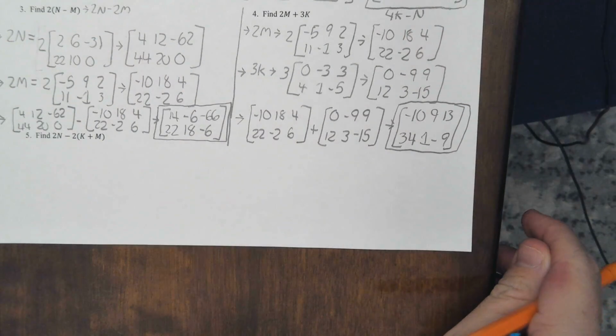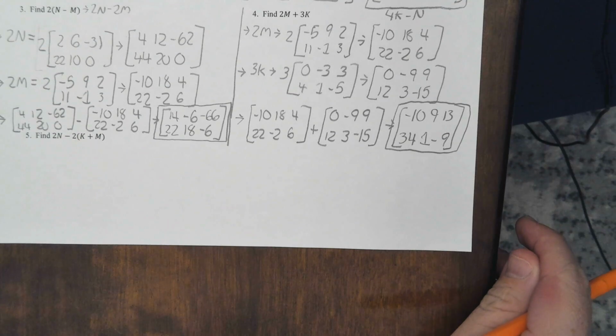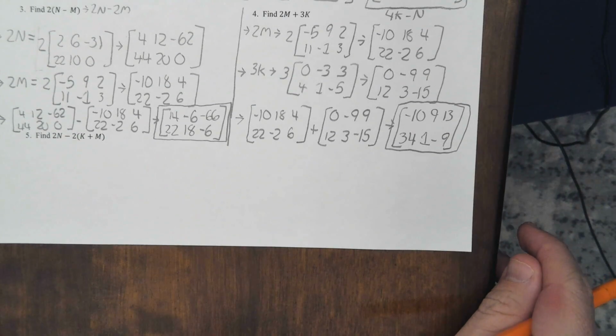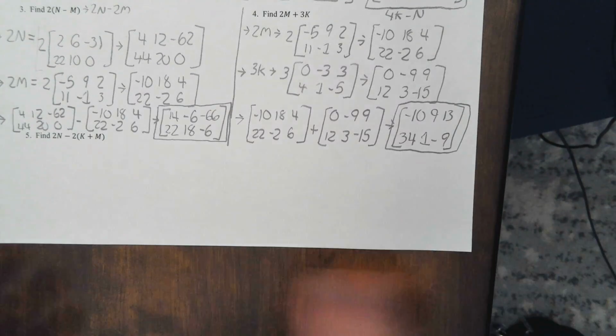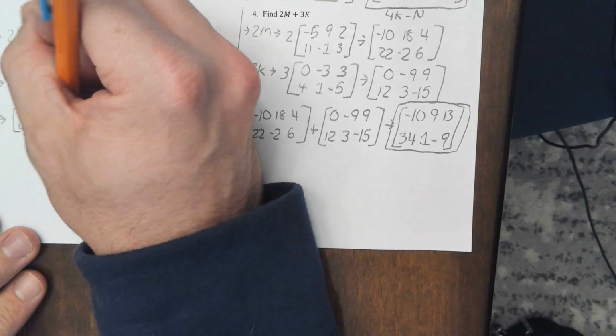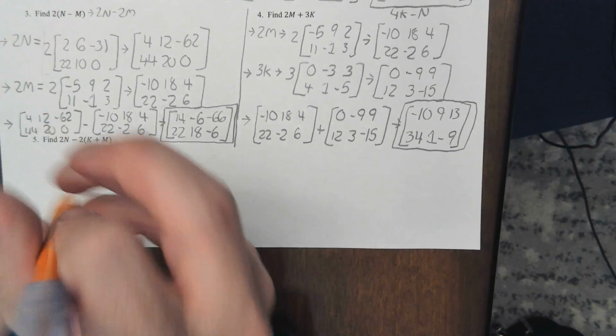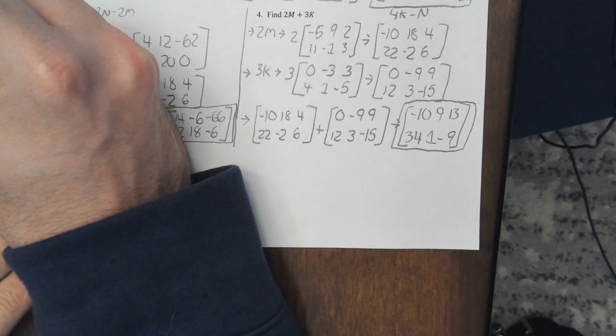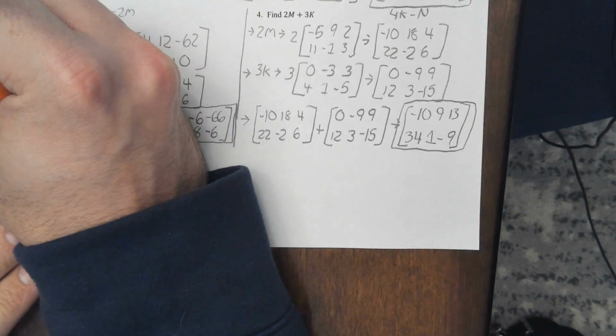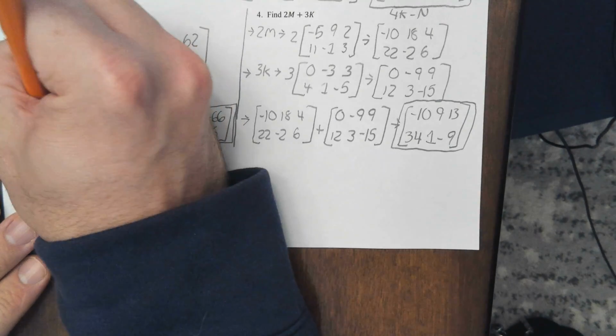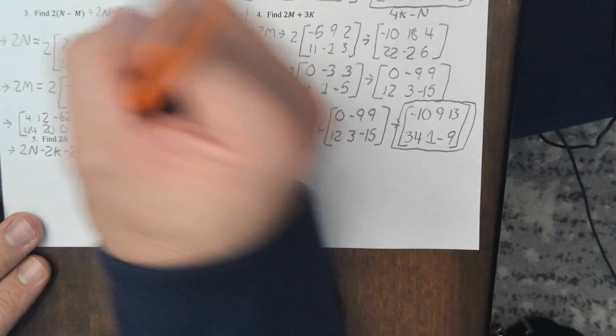There you go. There's your correct answer. That is 2m plus 3k. Alright, so this one right here is just like saying this. It's like if you distribute this 2 to both parentheses here, it's like I'm asking you to do this. I'm asking you to do 2n minus 2k minus 2m.